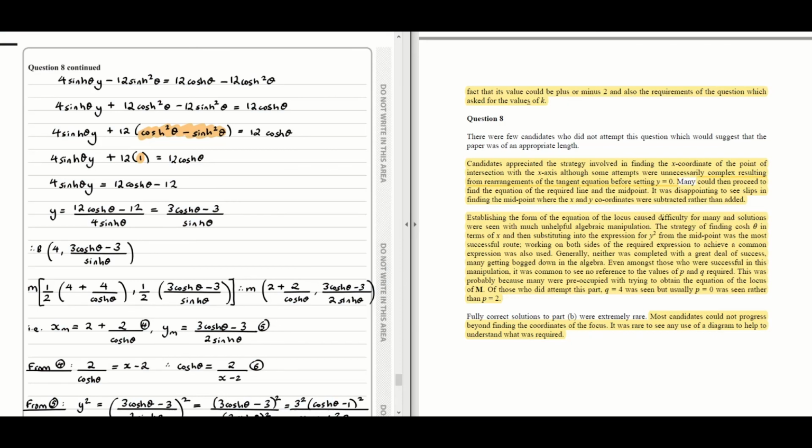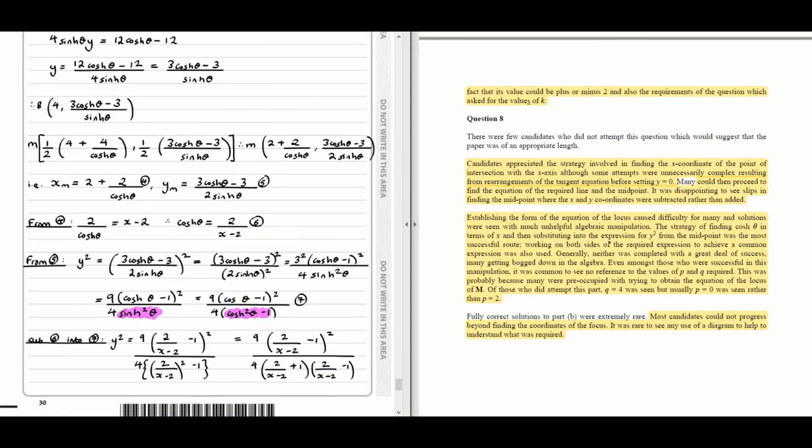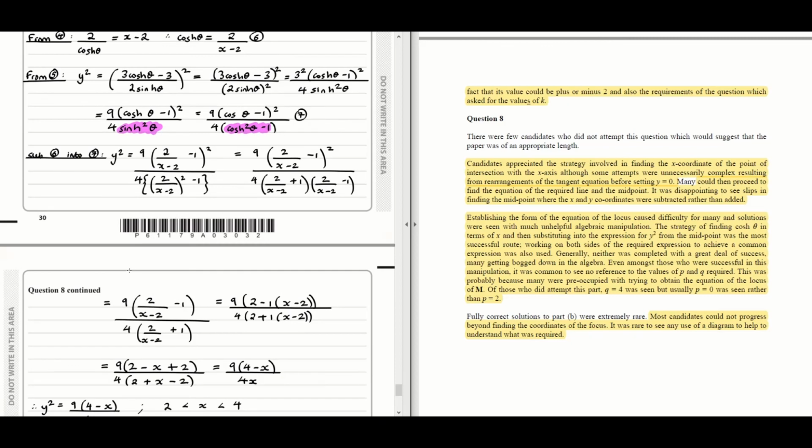Establishing the form of the equation of the locus caused difficulty for many, and solutions were seen with much unhelpful algebraic manipulation. The strategy of finding cos theta in terms of x and then substituting into the expression for y squared from the midpoint was the most successful route, and it's the way I did. Working on both sides of the required expression to achieve a common expression was also used. Generally, neither was completed with a great deal of success, so it was a pretty bad question. Many got bogged down on the algebra. I thought the algebra wasn't that hard.